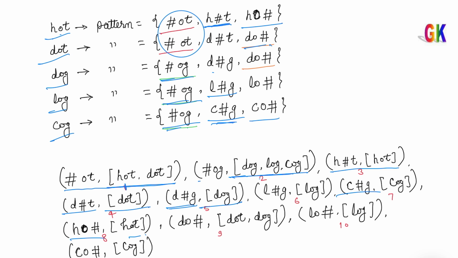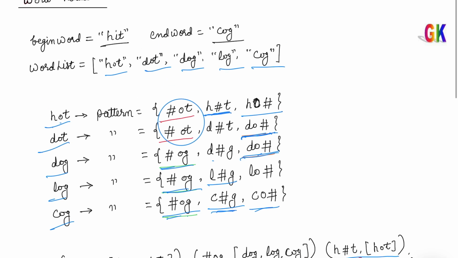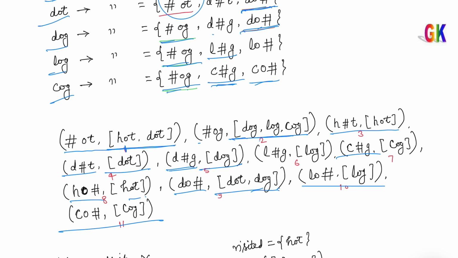For do* it is coming 2 times. So there are 2 words for do*, dot and dog. For lo* only one word, log. For co* there is only one word, cog. Okay, actually I have taken these patterns so that if I start from the begin word and change any of its positions, then I will check whether there is any such pattern inside this dictionary. Actually this is a dictionary, and for each key there is a list value for that key.